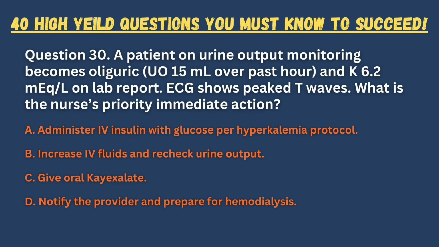Question 30. A patient on urine output monitoring becomes oliguric, UO 15 milliliters over past hour, and K 6.2 milliequivalents per liter on lab report. ECG shows peaked T waves. What is the nurse's priority immediate action? A. Administer IV insulin with glucose per hyperkalemia protocol. B. Increase IV fluids and recheck urine output. C. Give oral Kayexalate. D. Notify the provider and prepare for hemodialysis.